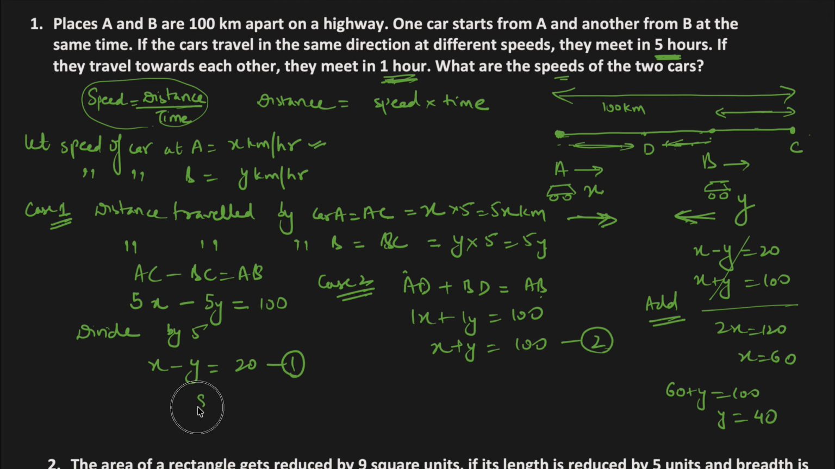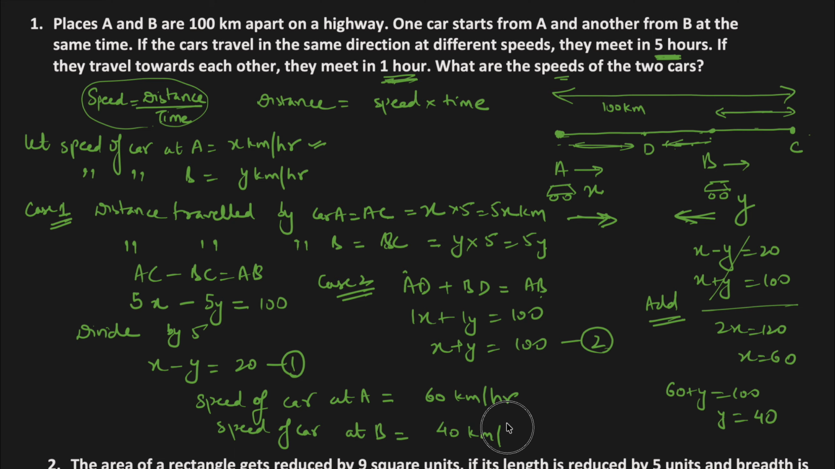So speed of car at A is 60 kilometers per hour, right? And speed of car at B is 40 kilometers per hour. Clear students? I hope this is clear.